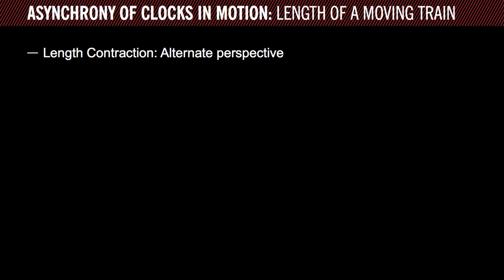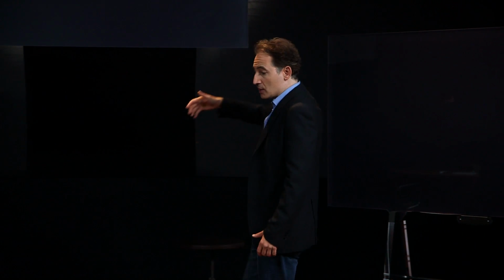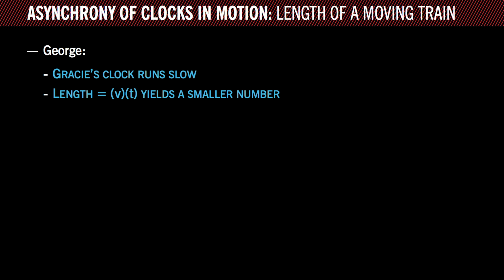Okay, so the first example that I'd like to look at is the issue of length contraction, but now viewed from a different perspective. So when we initially spoke about length contraction, what did we do? Let's reflect back. We had Gracie on the platform. George is rushing by on a train, and she seeks to measure the length of his train by using a watch. When the front of his train passes, she starts the watch. When the back passes, she stops the watch. What does she do with that duration of time? Well, she multiplies it by the speed of the train to get the length of the train. Velocity times time is the length.